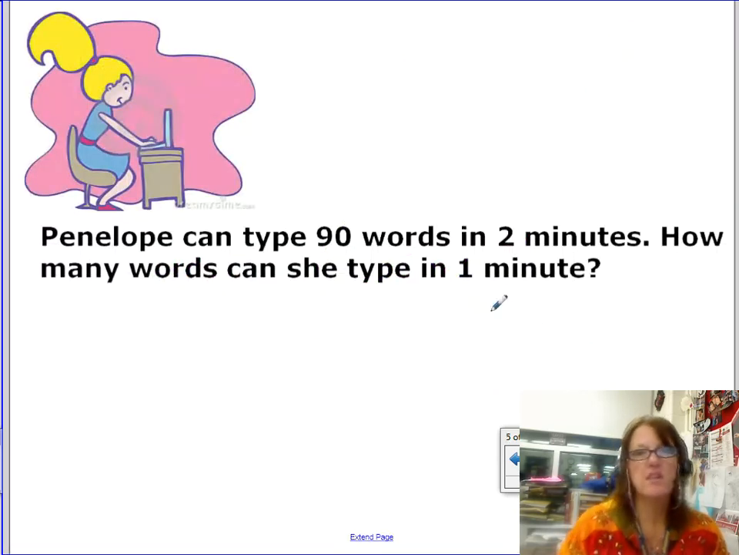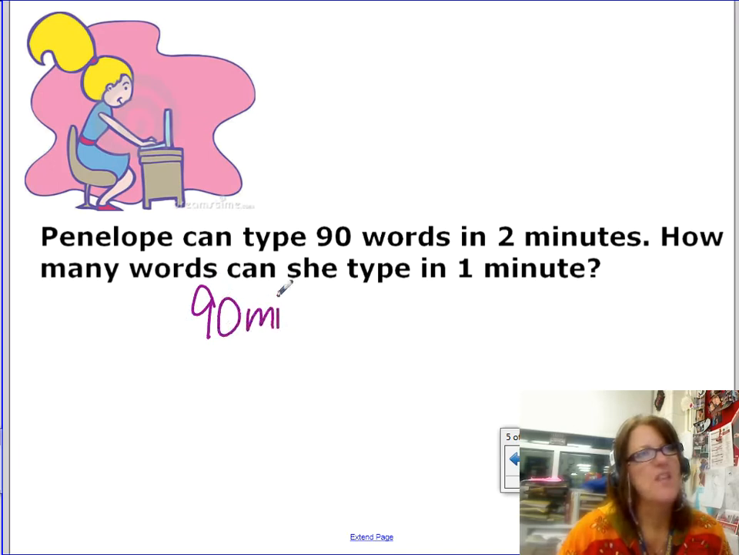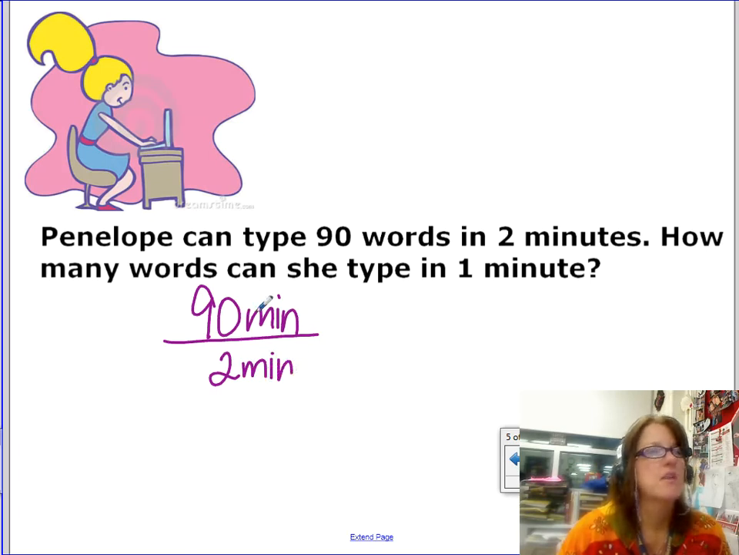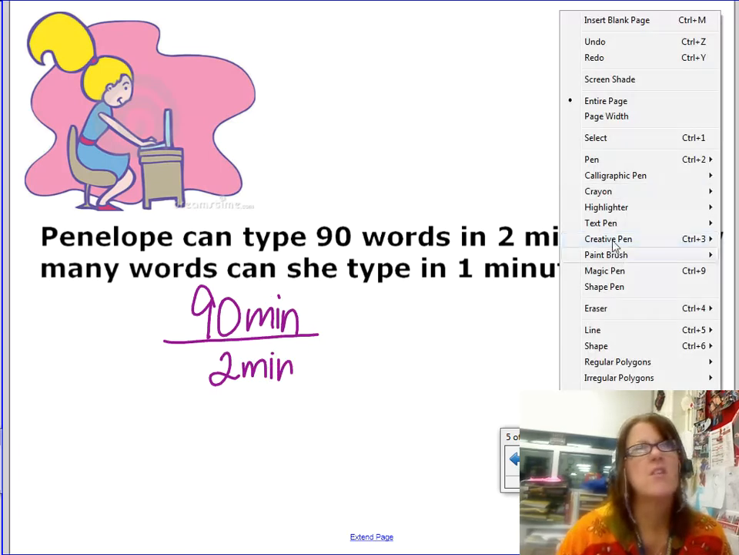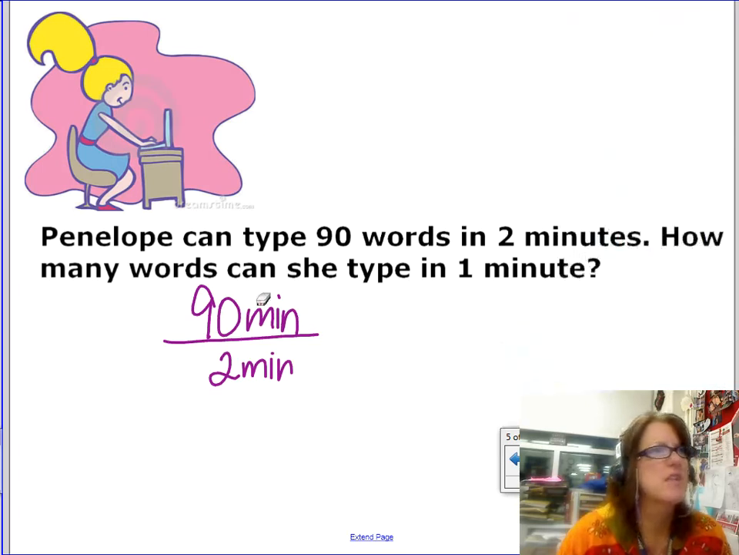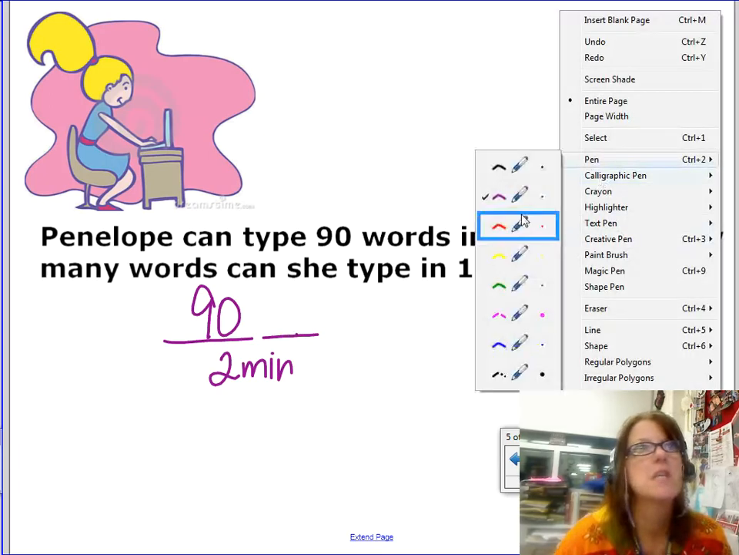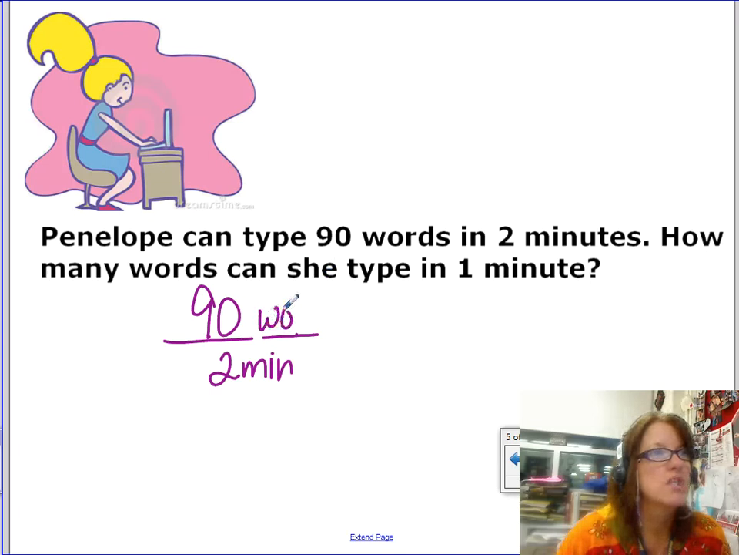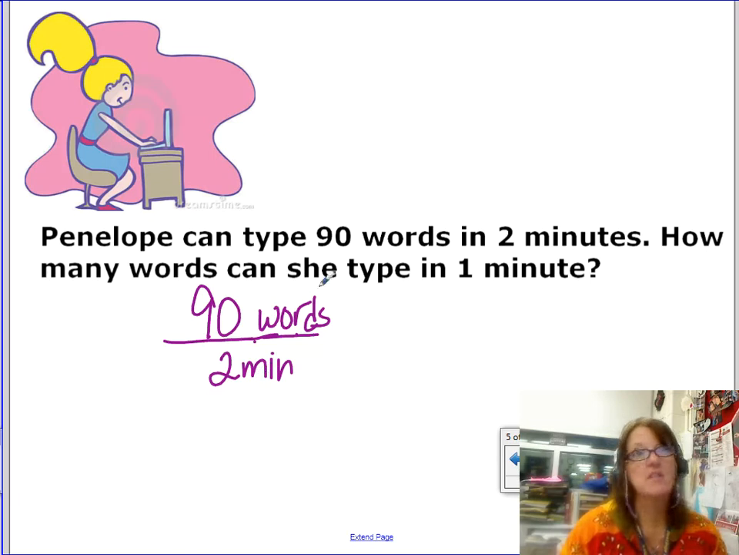So let's take a look at a few. Write this down. Penelope can type 90 words in 2 minutes. Hey, how fast can you type without making mistakes? 90 words in 2 minutes. So maybe the in is also a clue as to where the fraction bar goes. And, oh, did you catch that mistake? Can you tell that I am a little sleepy and hungry right now? The top label should not be minutes. It is words. 90 words in 2 minutes. Okay, that's a rate.